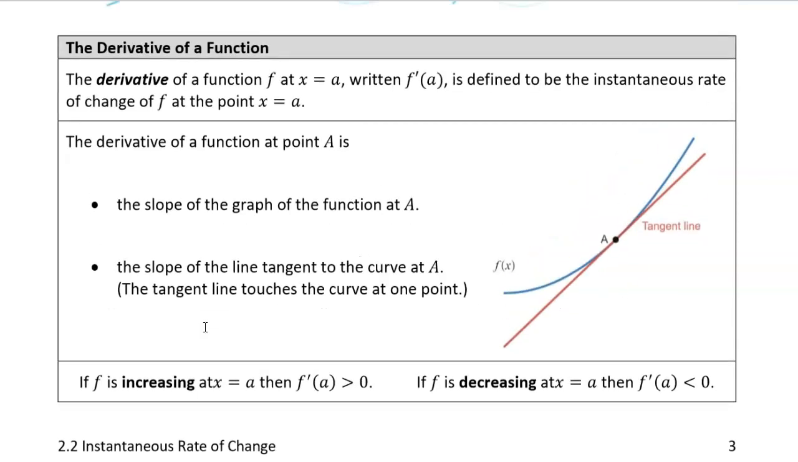If f is increasing at x equals a, then the derivative is positive. It's increasing because the slope of the tangent line is positive at that point. If f is decreasing at x equals a, then the derivative is negative, because the slope of the tangent line at that point is negative. All right, so that's the big idea here: the derivative of a function.